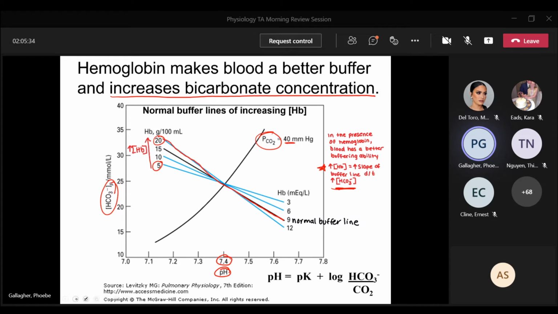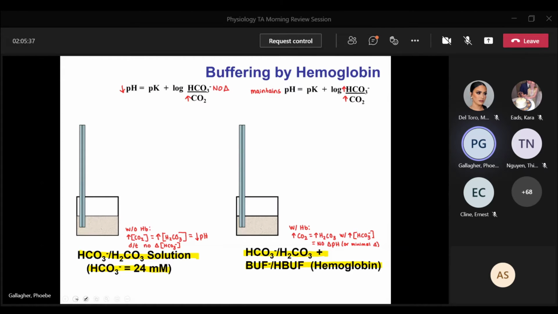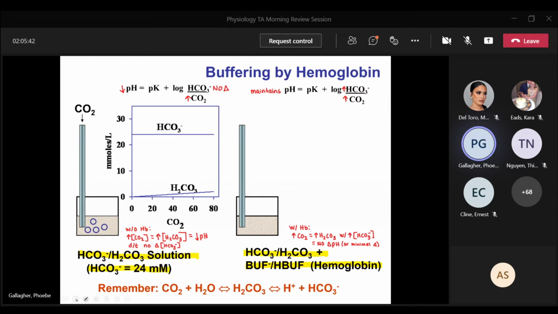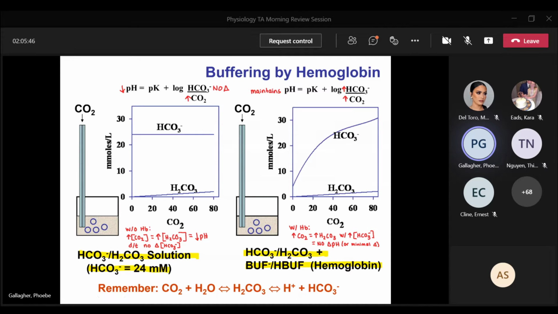Okay, so now he's showing you an example of how that works exactly, or he's comparing your bicarb buffer with and without hemoglobin present. So this first example here is going to show you what happens to your bicarbonate concentrations with the addition of CO2 when you do not have hemoglobin present. So this is no hemoglobin present. You add CO2 into the solution of, I'm assuming it's like water and bicarbonate.